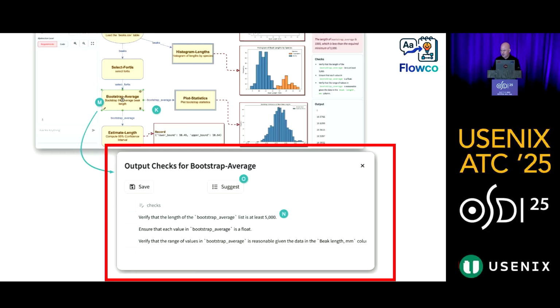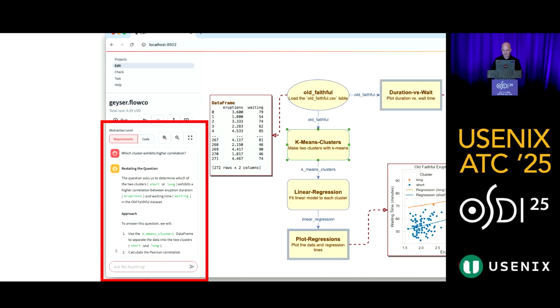Here's another view of output checks. If I have a node and it's producing output, I can verify, again, the validity of these things. And you can ask it, as you can see, to suggest more possible conditions. And the LLM will go ahead and synthesize them and allow the user to vet them.